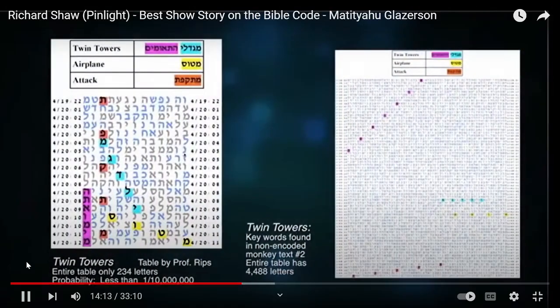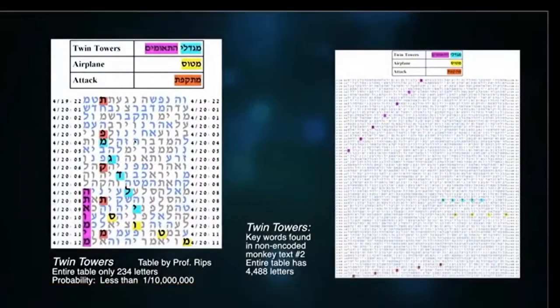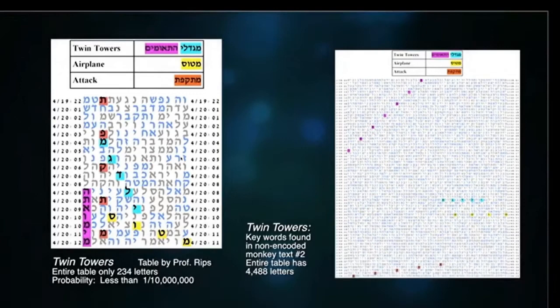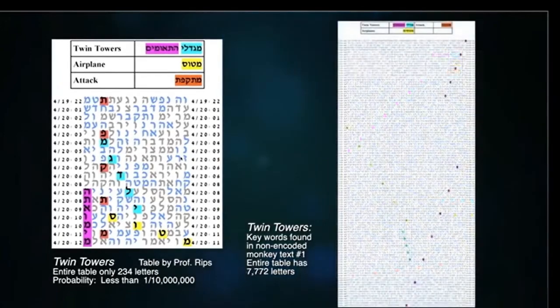All right, so that is basically showing what we did. I asked Professor Herlick if he could do some monkey text for me, or essentially see if he could find the same words that Professor Rips did in another text. And sure enough, he did. But as you can see, here's the first example, 4,488 letters in it. And that's really just kind of random and doesn't mean anything. It's insignificant. In Professor Rips' original table, the whole table was only 234 letters. Here's another one that we discovered. This was in a table that ended up having 7,772 letters. It had all of the same names, but the skips were enormous. So it's basically forcing a table to say what Professor Rips found mostly in the book of Numbers.